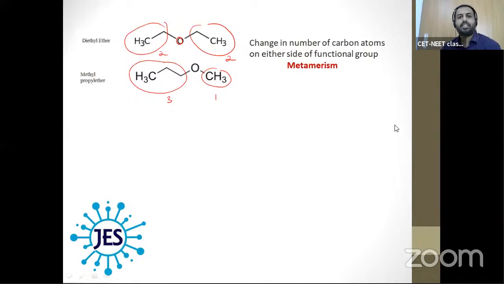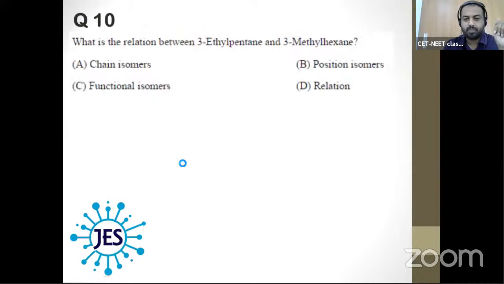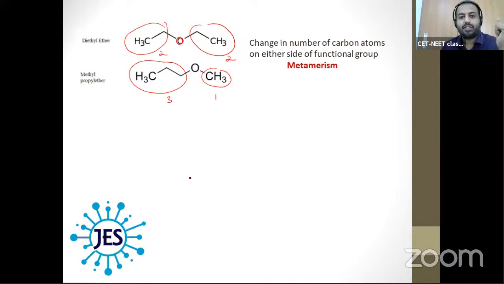There was one more type mentioned called tautomerism. Tautomerism is not explicitly discussed in NCERT textbook, but it's better you know it. Tautomerism is a phenomenon of proton transfer. So this is seen usually in ketones and aldehydes. CH3, C double bond O, CH3. This form exists in equilibrium with this form, OH, double bond, CH2.